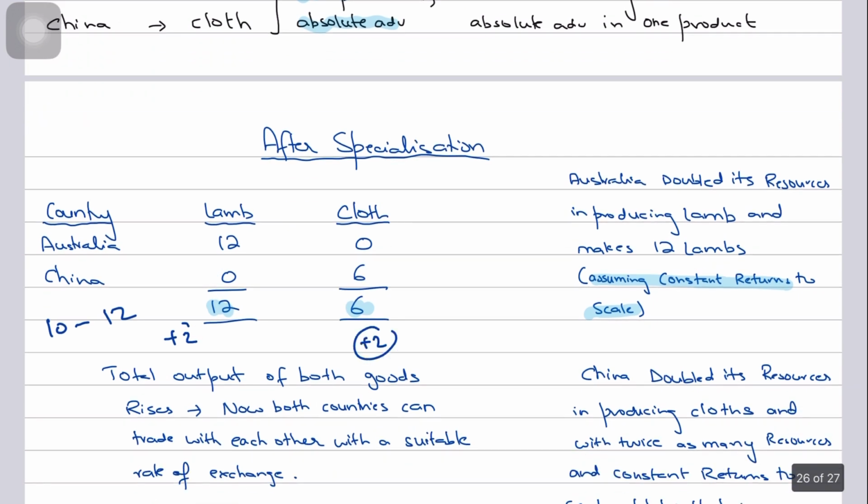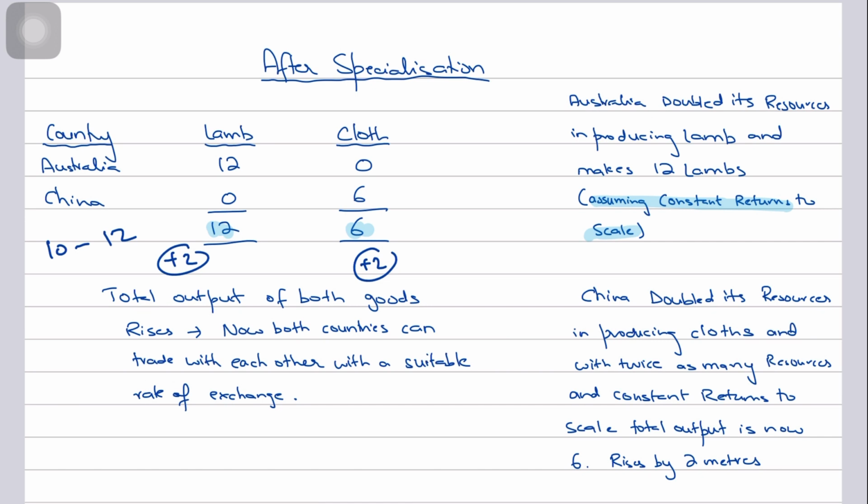So this is definitely a gain, right? This is a gain in terms of world output. And it was only possible because of specialization in the product in which you have an absolute advantage, right? So that's one thing. That is exactly what Adam Smith said, to specialize in the product in which you have an absolute advantage.